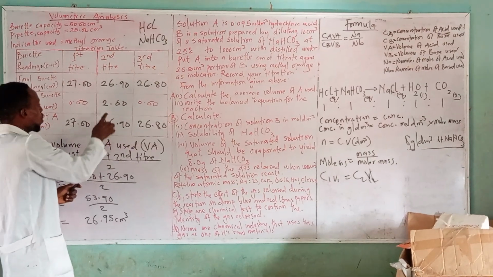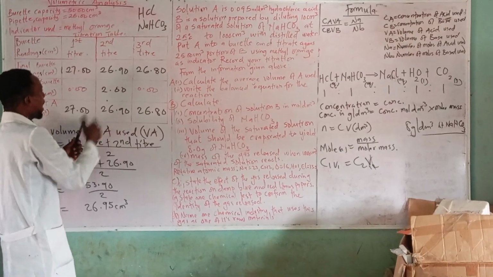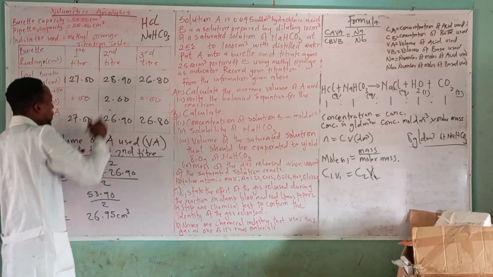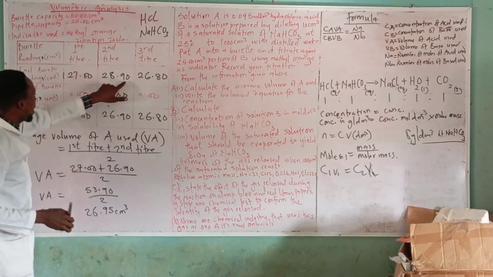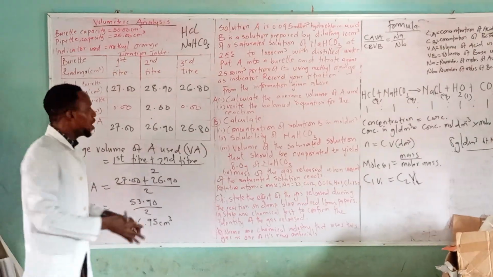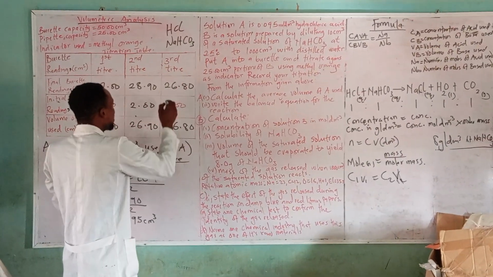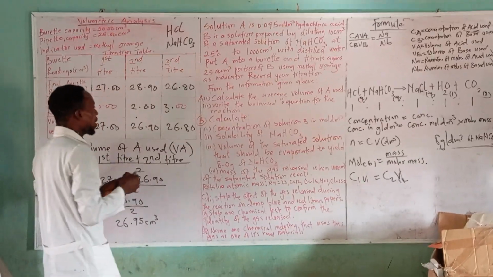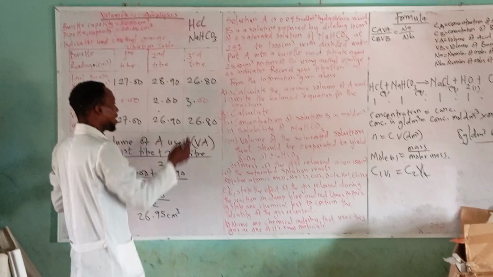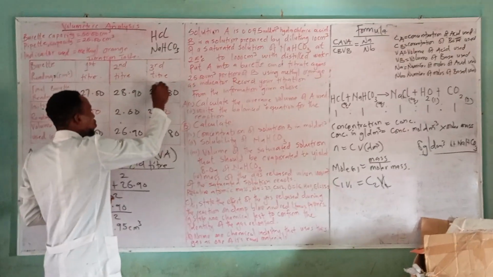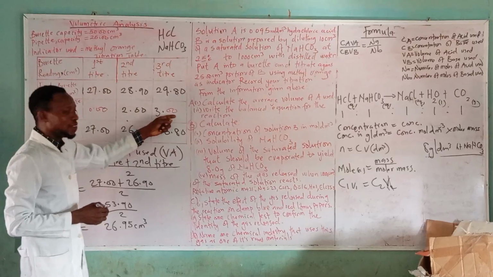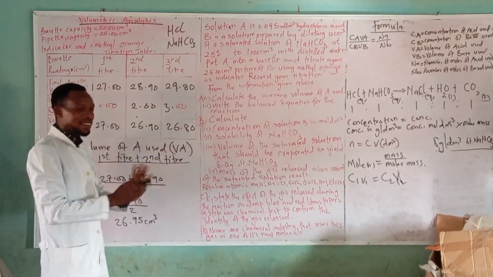Are we together? Yes. So 2 plus 26.9, that means I'm going to get 28.90 here. My 28.90 minus 2.00 will give me 26.90. I'm still correct. So let's say here, I'm now using 3.00. So if I'm adding 3 plus my 26, what am I getting? I'm getting 29.80. So 29.80 minus 3.00 will give me 26.80.